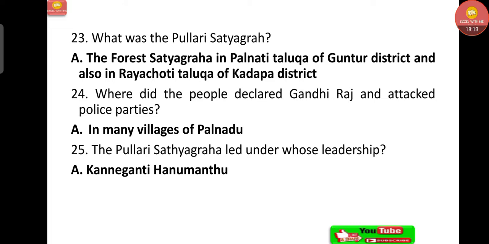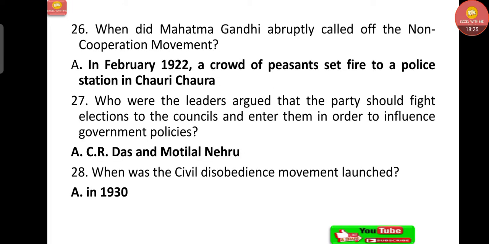Now, where did the people declare Gandhi Raj and attack police parties? That was in many villages of Palnadu. The Pullari Satyagraha was led under whose leadership? That was Kannaganti Hanumantu. When did Mahatma Gandhi abruptly call off the non-cooperation movement? That was in February 1922. A crowd of peasants set fire to a police station in Chauri Chaura. That was a famous incident, the Chauri Chaura incident.